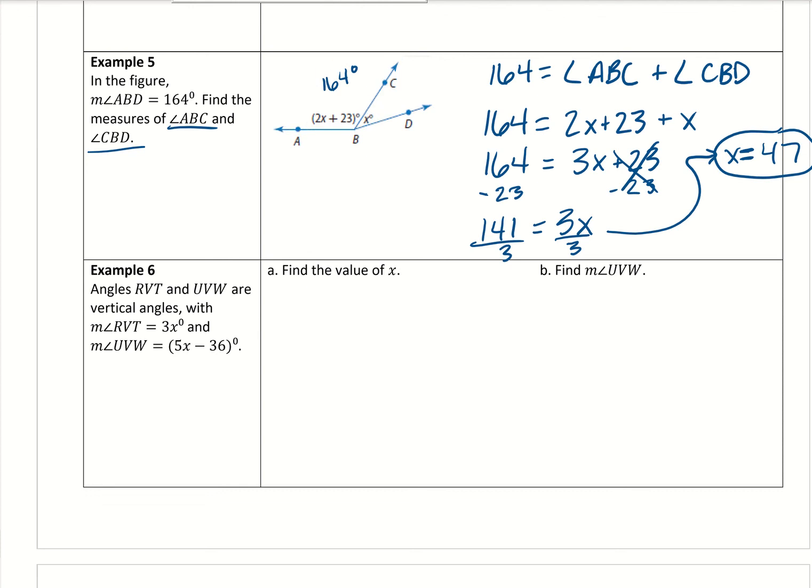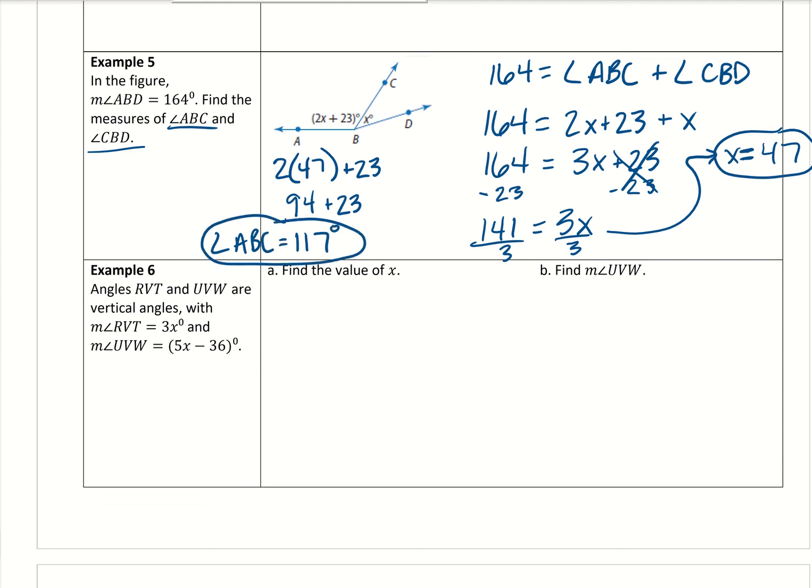Our problem is to find out the measures of angle ABC and CBD. So for ABC, I'm just going to plug in that 47 for x. That'll give us 2 times 47, which I believe would be 94, and then plus 23. When I add those together, I will get 117. So the measure of angle ABC equals 117 degrees.